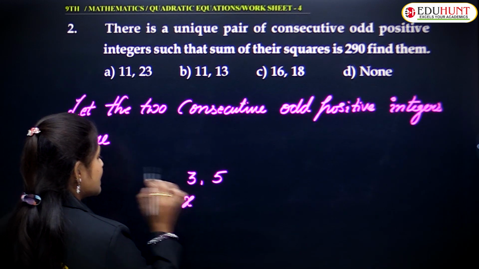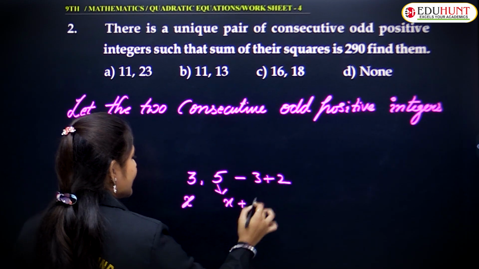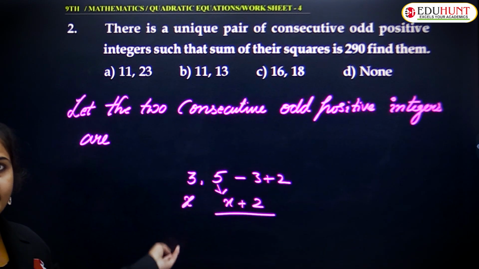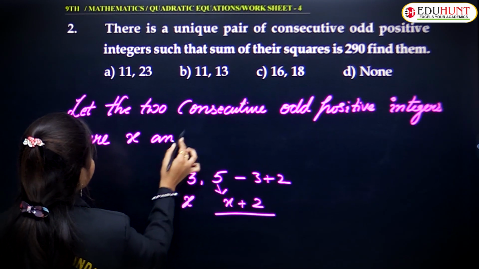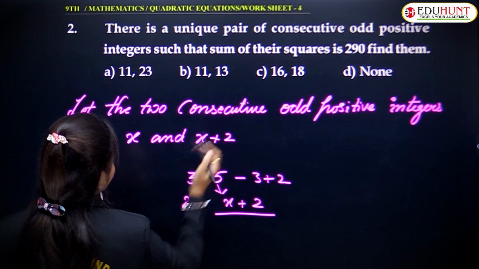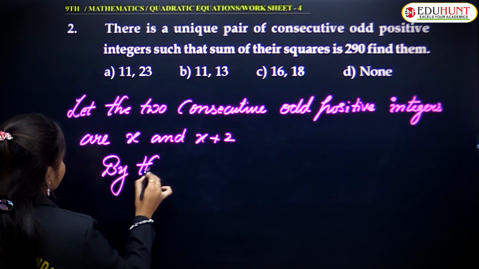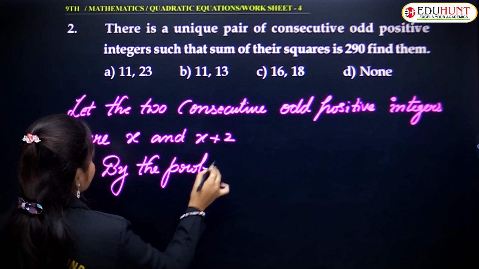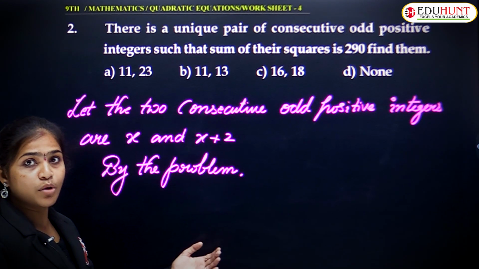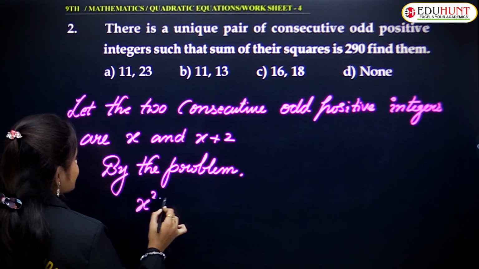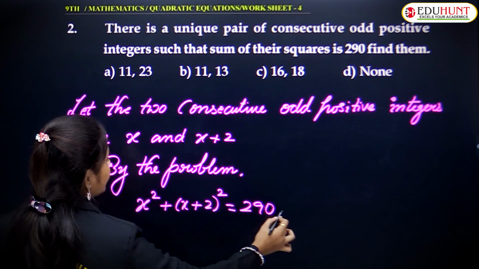So we can take this one as x and this one as x plus 2. Understand? x and x plus 2. Those two values we can take as x and x plus 2. Okay, so by the problem, what they have given is that the sum of their squares: x square plus (x plus 2) whole square.